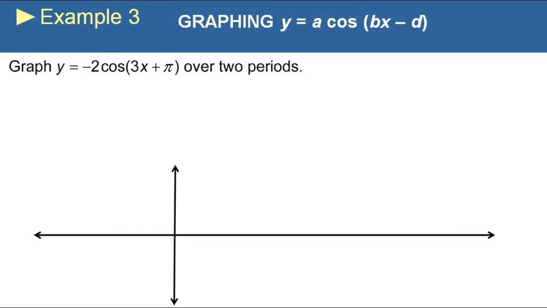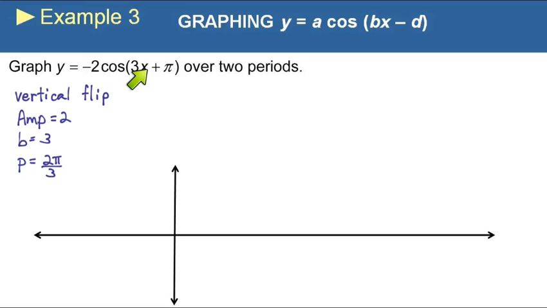So let's look at one like that. Here I have -2 cosine of 3x plus pi, and we're going to do this one over 2 periods. So first, I know that a is 2, and I know that there's going to be a vertical flip. And I also can see that b is 3. So the period is 2 pi over 3.